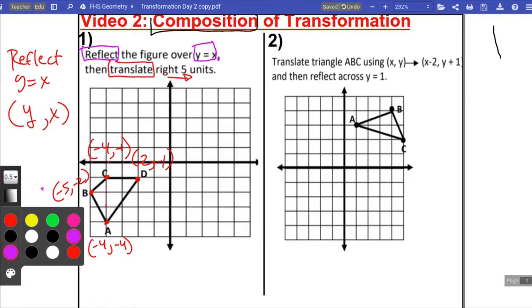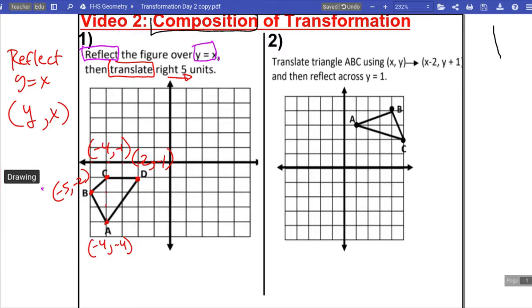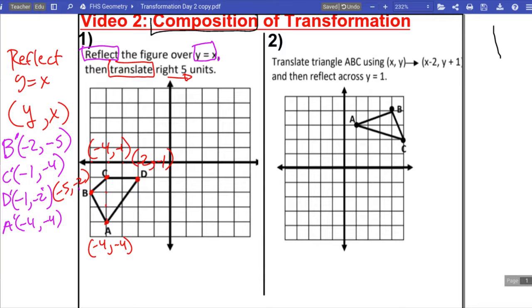If I'm going to reflect this over y equals x, I need to switch the coordinates. So my new point B prime, just flip them. C prime, just switch it: -1, -4. D prime, switch: -1, -2. I'm not doing this in alphabetical order for some reason. Next, A: switch, -4, -4. All right, let's graph these.